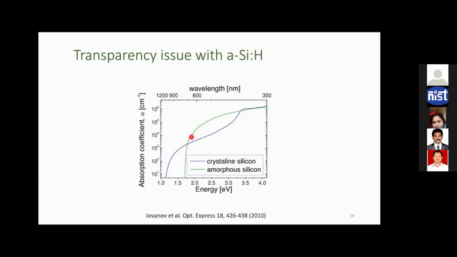You see, this green is the absorption coefficient for amorphous silicon and this blue is for crystalline silicon. In this energy range, maybe from around 1.7 to 3.5, amorphous silicon is more efficiently absorbing the sunlight than crystalline silicon. That means for a given layer thickness, the amorphous silicon will absorb more sunlight than crystalline silicon for the same thickness.